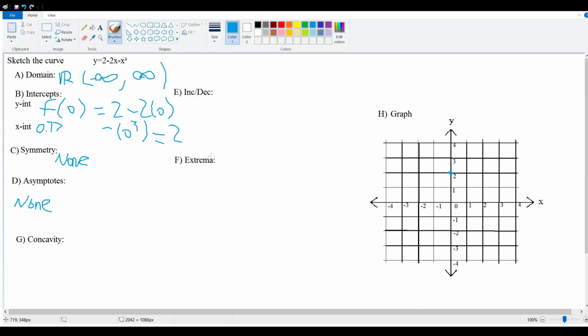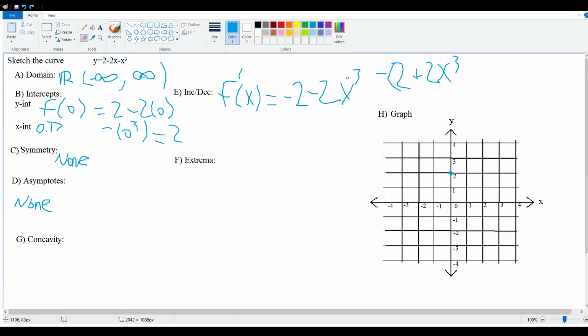Okay. And next we're going to be looking at where it's increasing or decreasing. To do that, we need to look at the derivative. So if we call our function f, we got f prime of x is going to be equal to negative 2 minus 2x cubed. That's supposed to be 3x squared is what that's supposed to say. That looks bad, so I'm going to fix that.